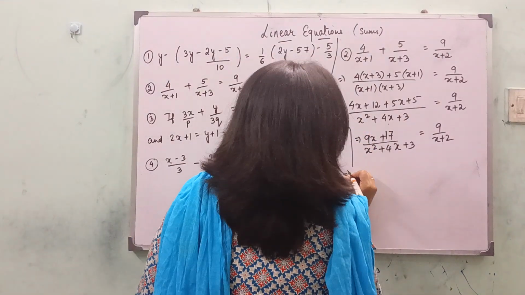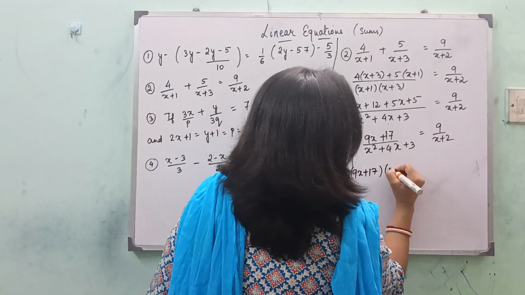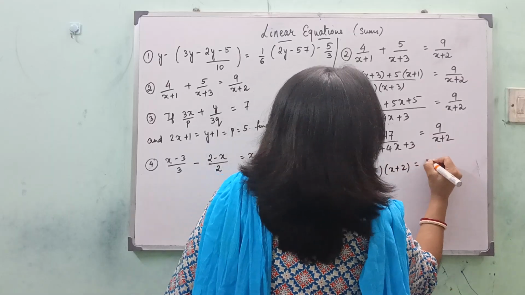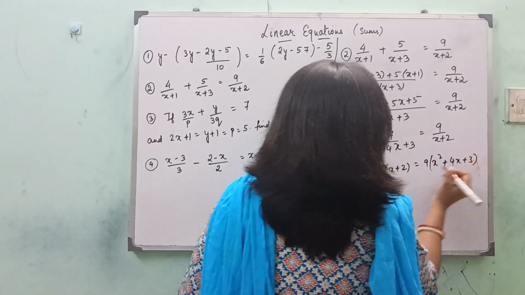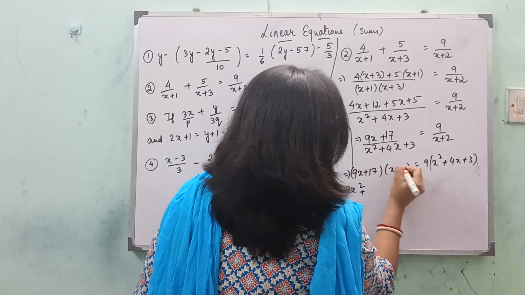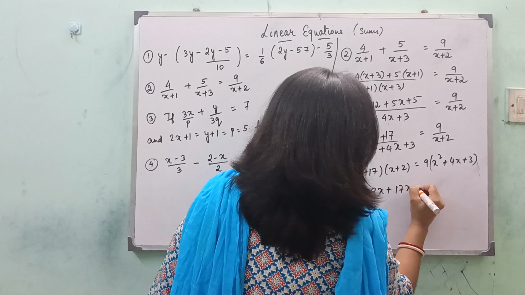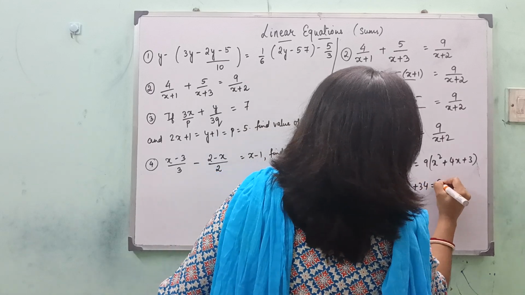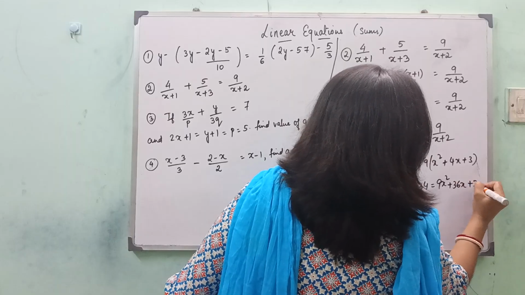Similarly here we will cross multiply: 9x plus 17 into x plus 2 equals 9 into x square plus 4x plus 3. So this is 9x square plus 9 2s are 18x plus 17x plus 34 equals 9x square plus 36x plus 27.